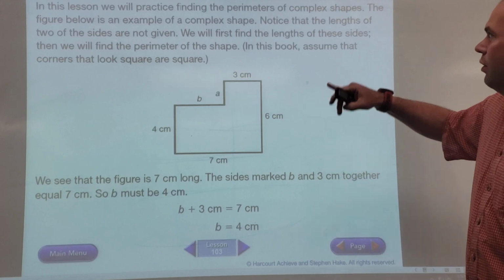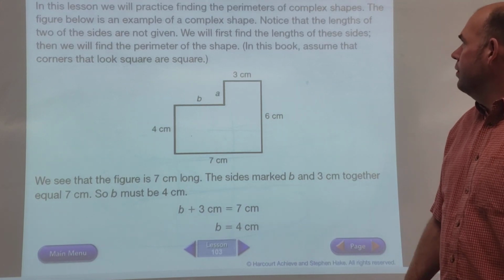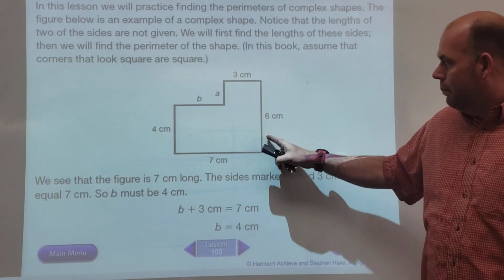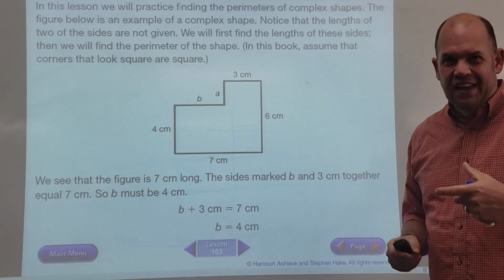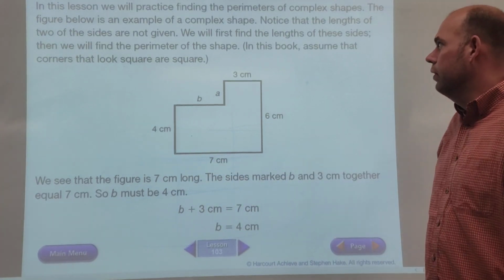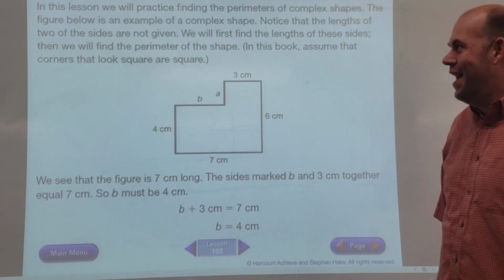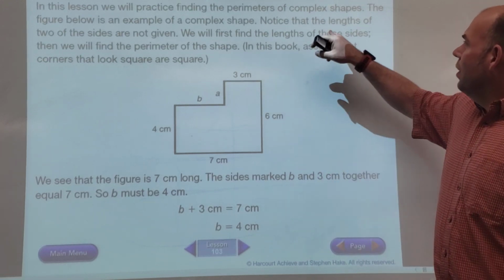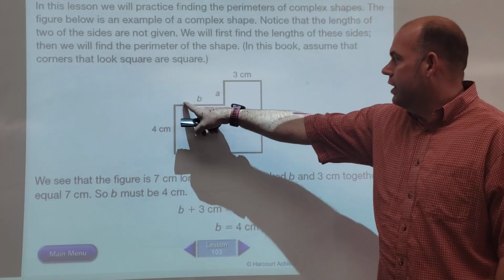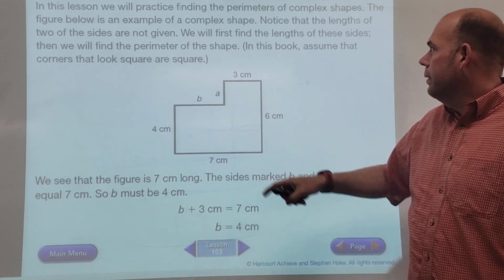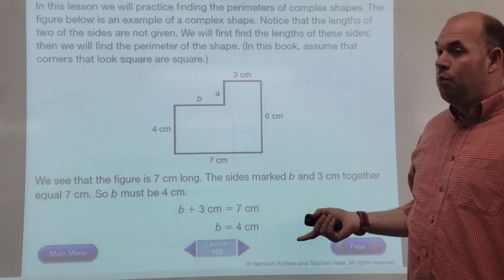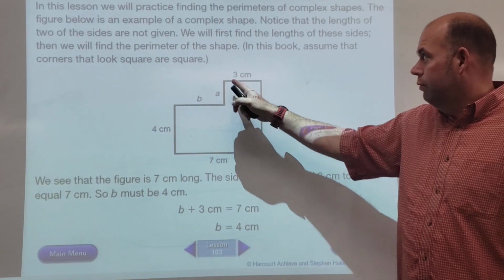All right. So in this lesson, we're going to find the perimeter of a complex shape. This is a complex shape, so it means it's not like just a normal triangle or a normal quadrilateral. All right. So the lengths of two of these sides aren't given. We don't know B and we don't know A. We'll first find the lengths of what we do know, and then we'll solve for what we don't know.